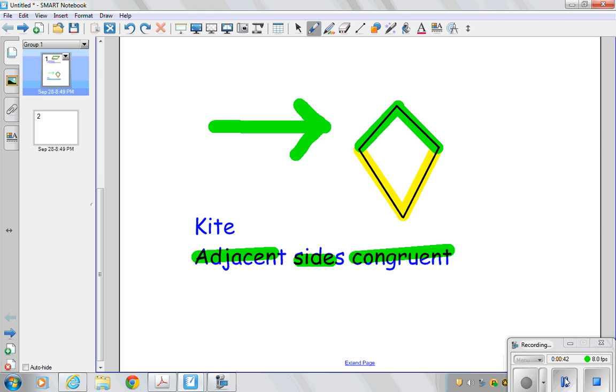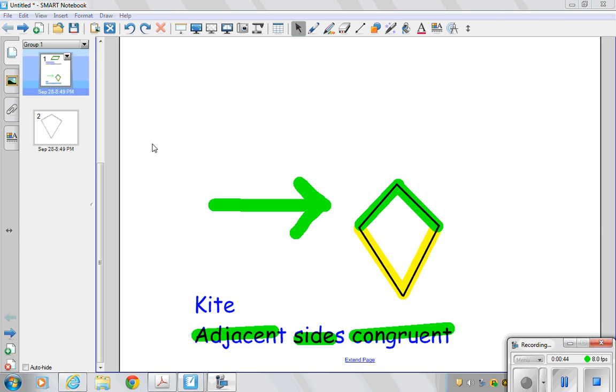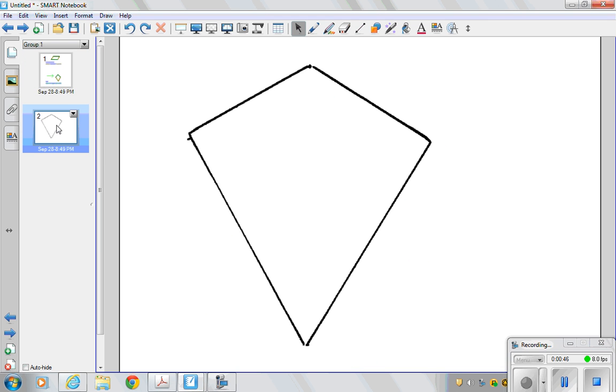All right, so here we go. All right, here's an example of a kite. And I pulled this picture off the internet, so it may not look great compared to the other stuff I've ever shown you. So let's say that side is congruent to that side, and that side there is congruent to that side there. Okay, notice the geometric shapes or symbols that I used.